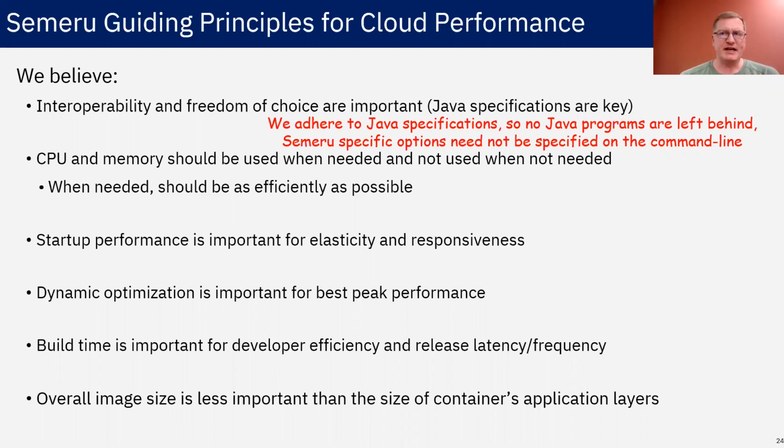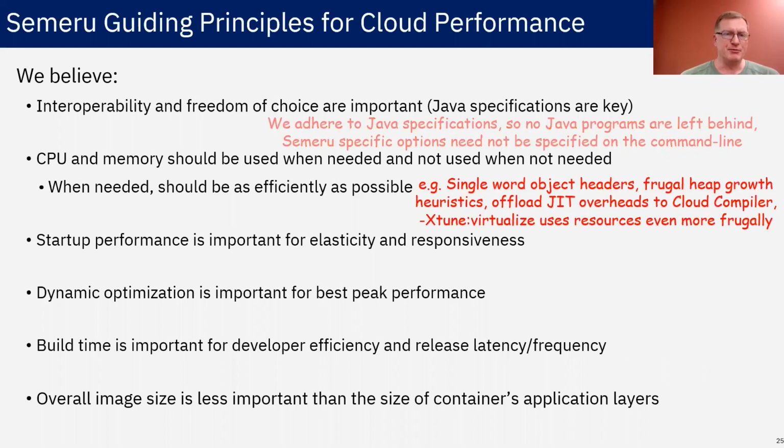The second area is that CPU and memory should be used as efficiently as possible. I've provided a list here. There's a bunch of investments that we've made, such as our object headers having a single word. We're very frugal on our heap growth heuristics. As Vijay talked about, we've found ways to bring our JIT overheads out of the compiler. We have an option called -Xtune:virtualized that can use resources even more frugally when you have a very resource constrained container environment, and so on.